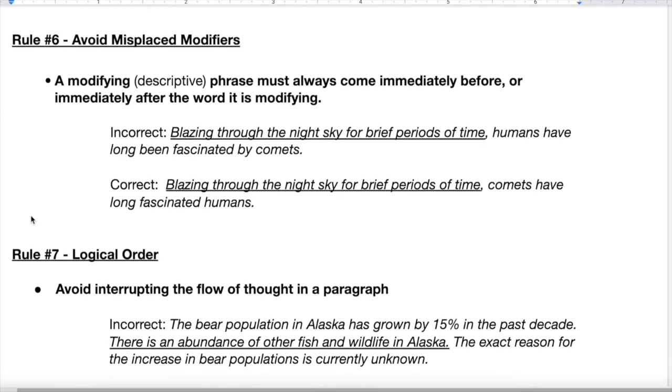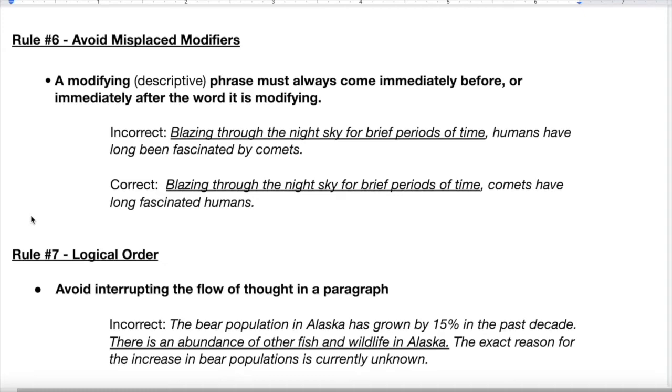Avoid misplaced modifiers. It's a fancy phrase for a not too fancy idea. Do you know what a modifying phrase is, by the way? I describe it as a descriptive phrase, right? You're describing something in the sentence with a phrase, sometimes called a modifying phrase. Oh, you're thinking of a modified car or something like that? Yeah, I mean, it's related to that.